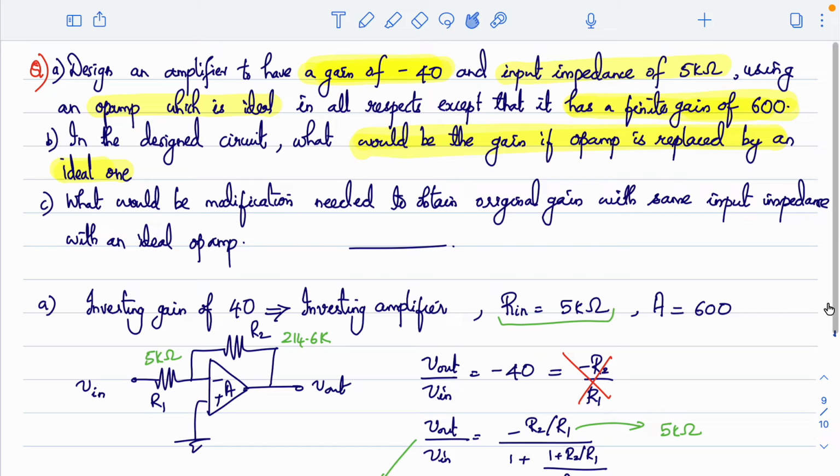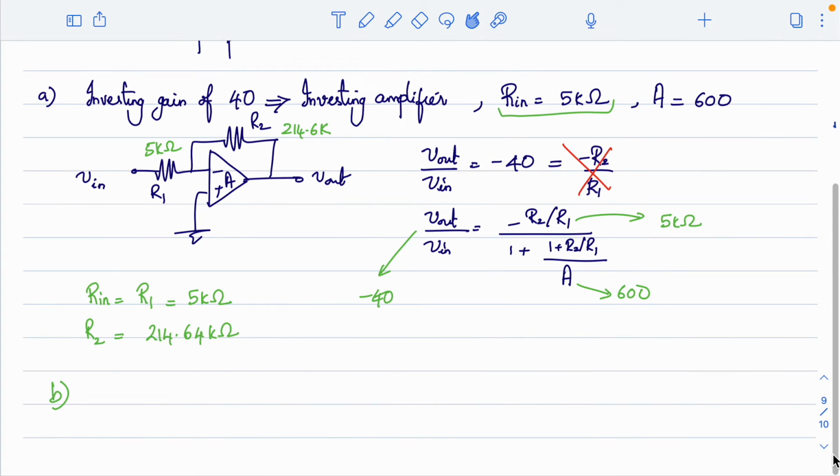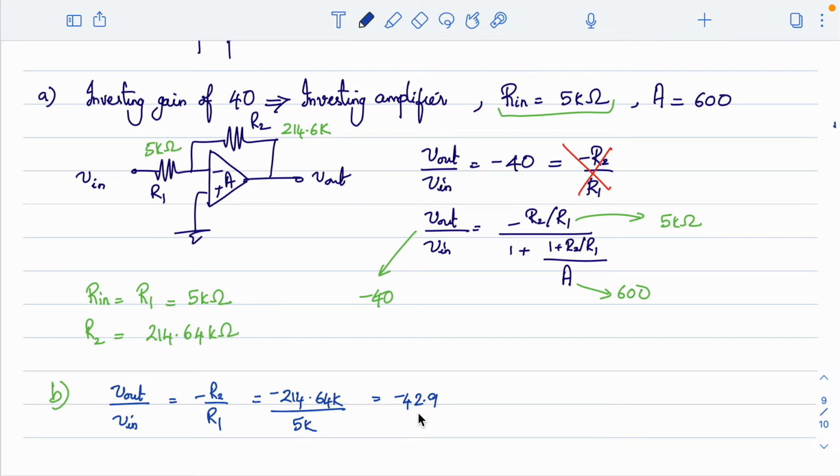So if the op-amp is replaced by an ideal one, your closed loop gain V out by V in will be equal to minus R2 by R1. This is your V out by V in, right? Which will be equal to 214.64 kilo divided by 5 kilo, which is equal to, what is the value? I think Shaman got the answer. Yes, minus 42.9 is the closed loop gain, right?